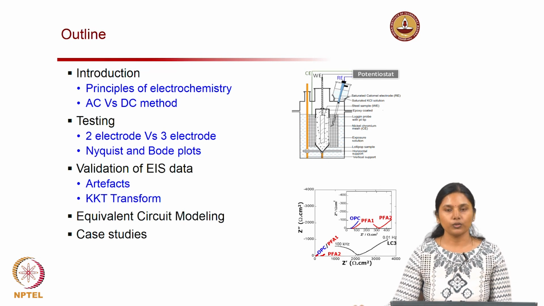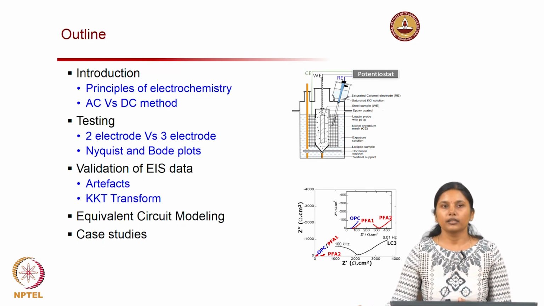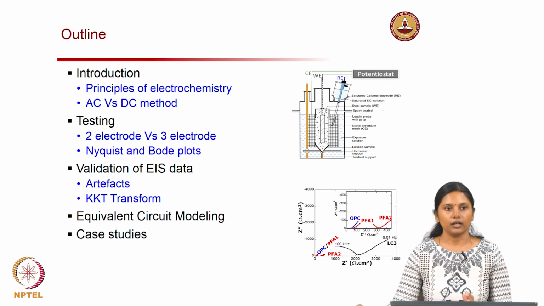First I will be going through the principles of electrochemistry, AC versus DC method, and then the actual testing, 2 electrode system versus 3 electrode system, the different EIS plots we get, Nyquist plot and Bode plot, validation of EIS data using different techniques, and then formulation of equivalent circuit modeling followed by case studies.